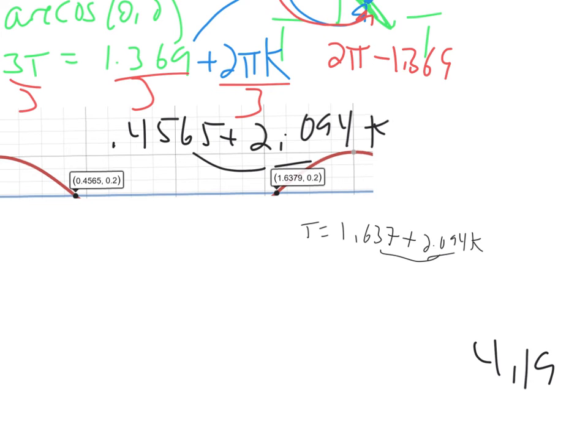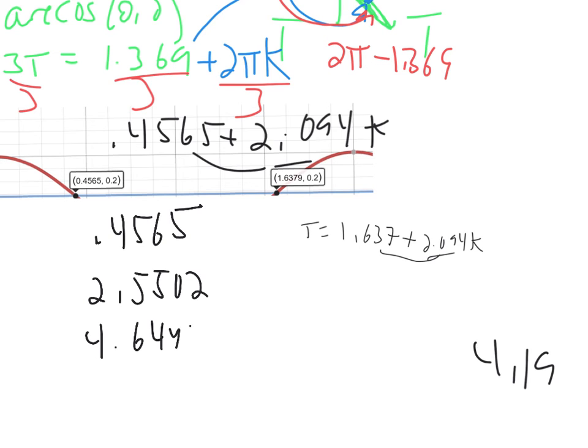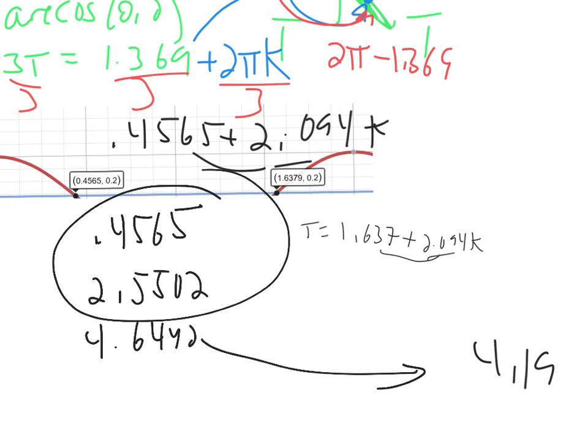Okay, so I'm going to take 0.4565 plus 2.094. So here's one solution, 0.4565. The next solution there is 2.5502. Probably don't have to use that many decimal places. Then if I add 2.094 again, I'm getting 4.642, which is too big. That's beyond that. So those 2 solutions there.